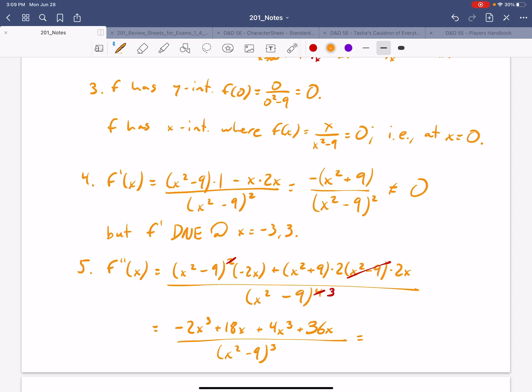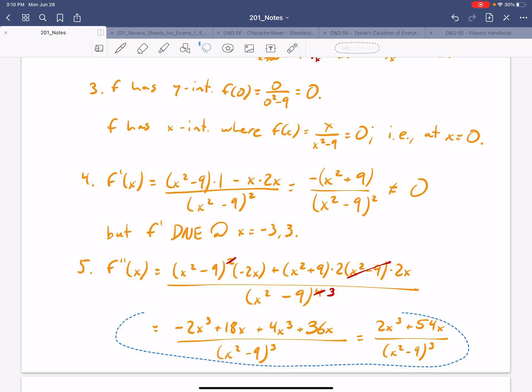When we do this all out, let's see, I think we're getting 2x cubed plus 54x over x squared minus 9 cubed. Let's just double check that derivative really quickly. Low d high minus high d low. Yeah, looks good to me. I think it's fine.